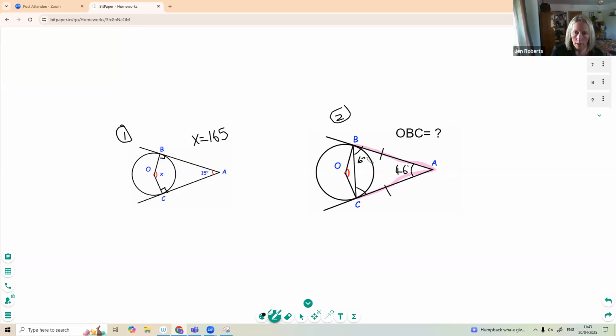We know, don't we, also that we've got a tangent touching a radius. So that's 90 degrees. That whole angle here, let me put it in a different colour, is 90 degrees. So this missing angle here has got to be 90 minus 67, which is 23. So OBC is 23 degrees.